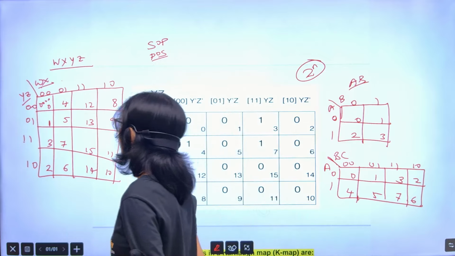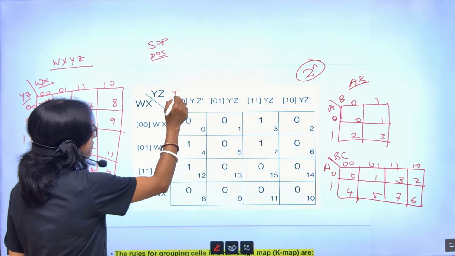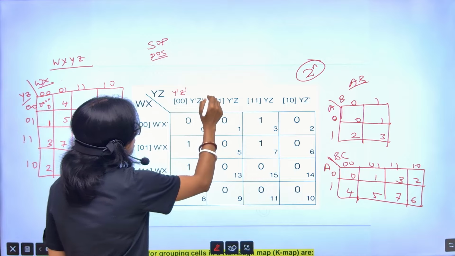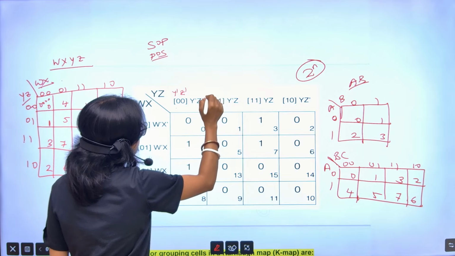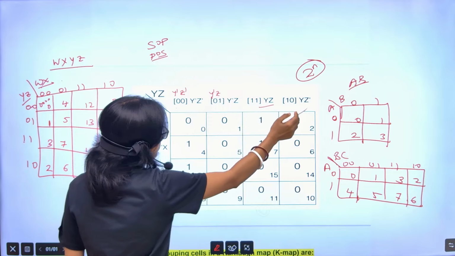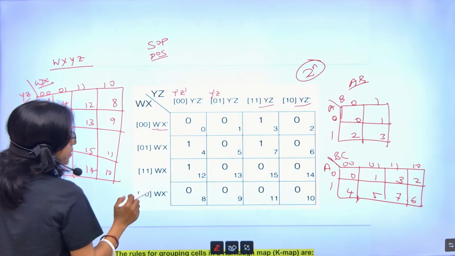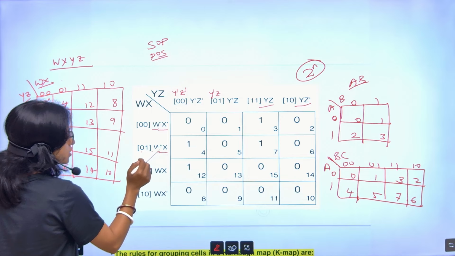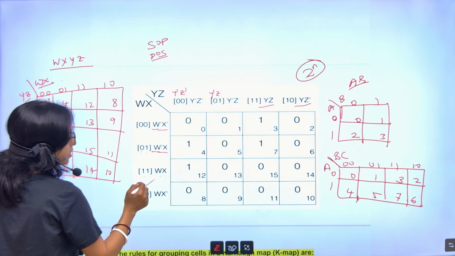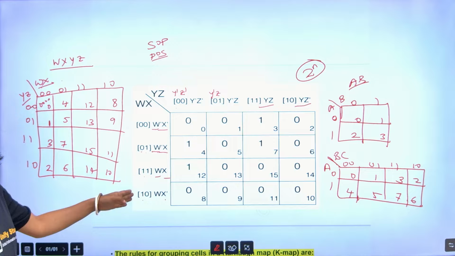Whenever you are doing SOP, then this 0 0 means Y bar Z bar. This is Y bar Z. This is YZ. This is YZ bar. This is W bar X bar. This is W bar X. 0 means bar, 1 means normal variable. 1 1 is WX. 1 0 is WX bar. This is as per SOP.